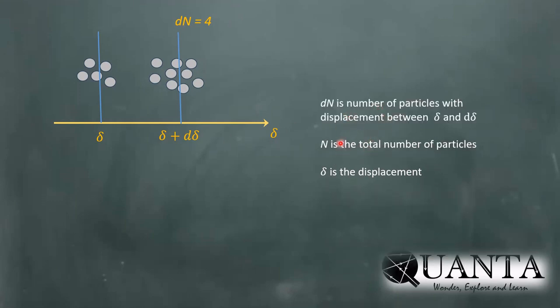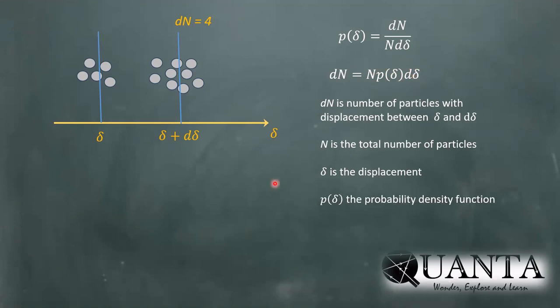There could be a total number of particles in the system as well. So what does the fraction of particles with displacement between delta and delta plus d delta represent? They represent a sort of probability. And this probability we can compute for each infinitesimal interval on the displacement axis. We can rearrange this to find the number of particles out of the total that have displacement between delta and delta plus d delta. That's our probability density function.